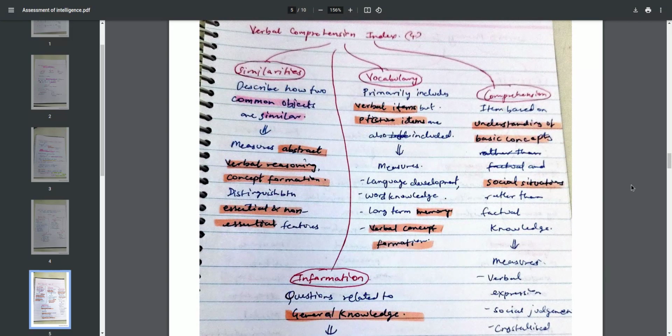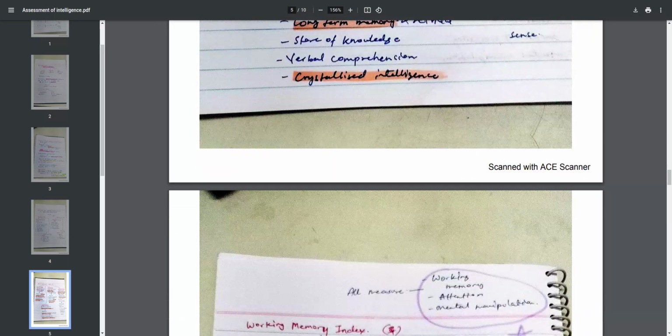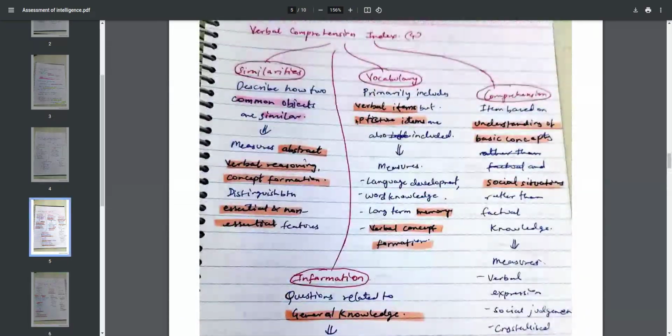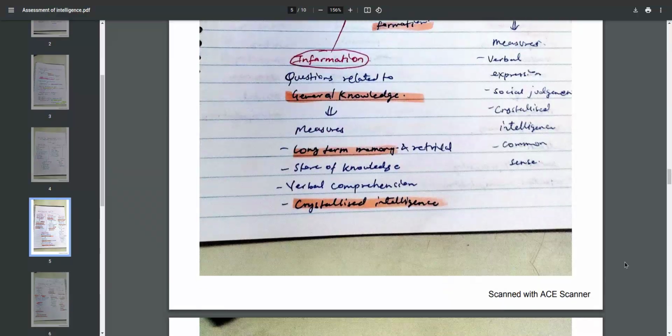And then comprehension. Here they are not asked factual information which has a right or wrong answer. It is just used to assess their common sense, understanding of basic concepts and of social situations. These are also very subjective, they are not factual. So all of these measure verbal comprehension.